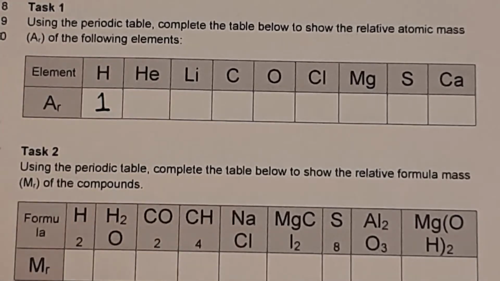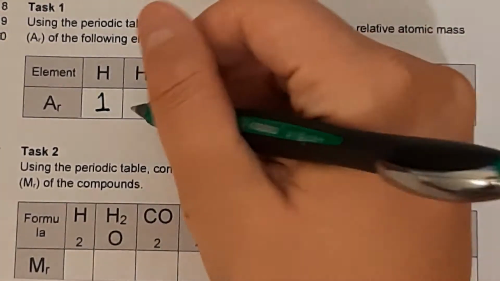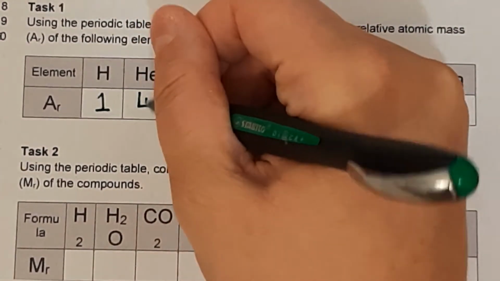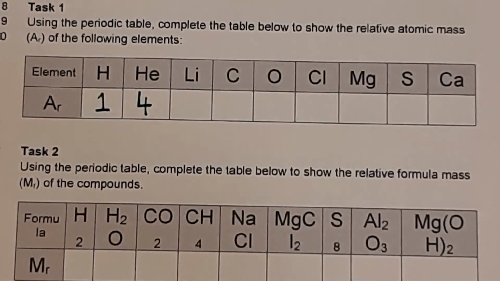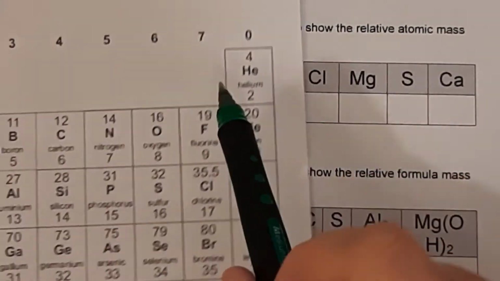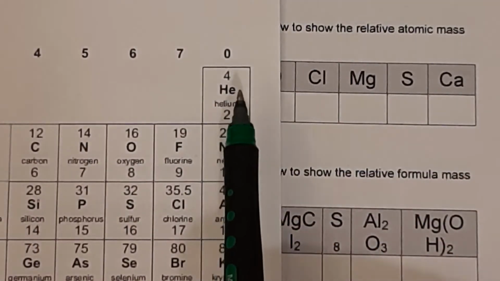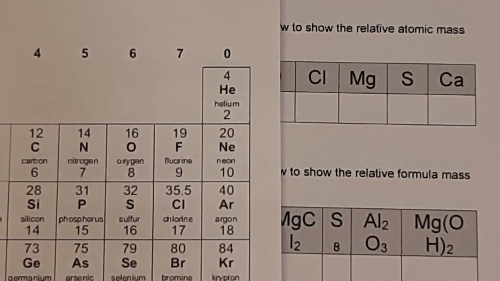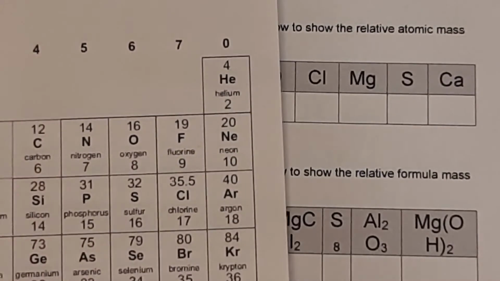Pause the video whilst you do this, and then we'll mark this one together. Okay, so hopefully you figured out that the relative atomic mass for helium is 4. If you did, well done, tick it. The way you should have done that is you've looked at helium, the number above helium is a 4. That's the relative atomic mass.